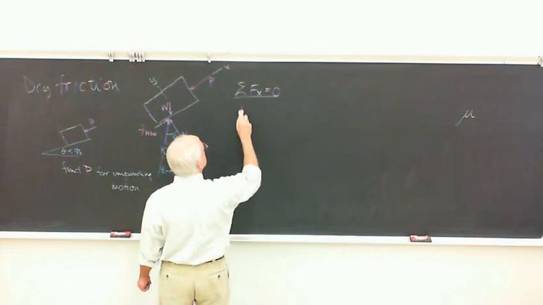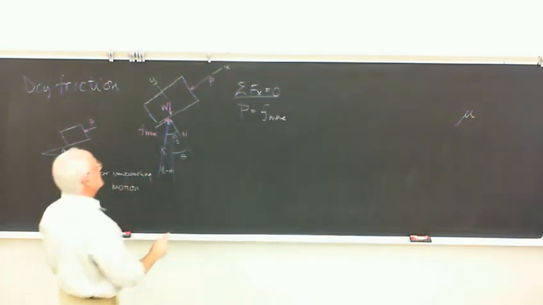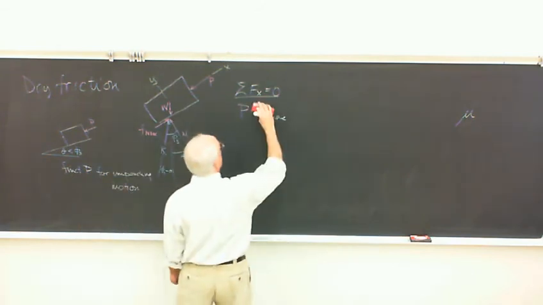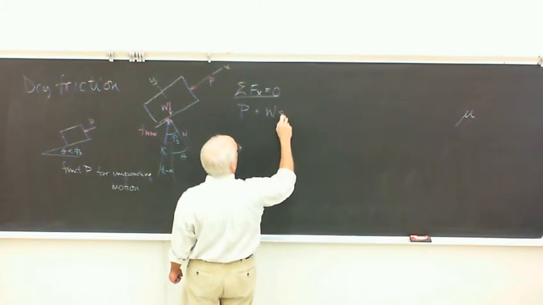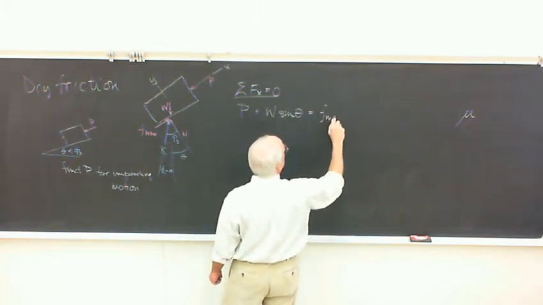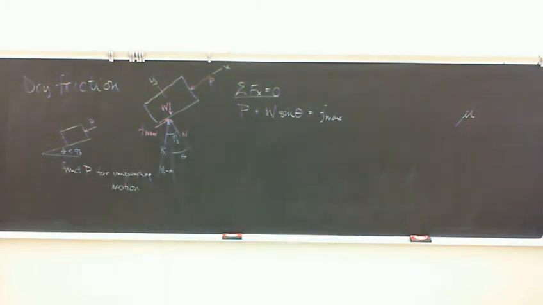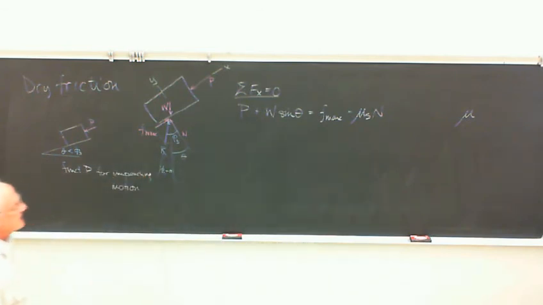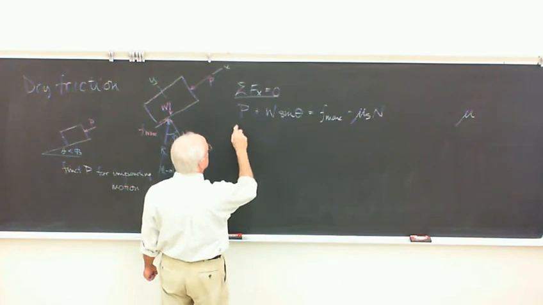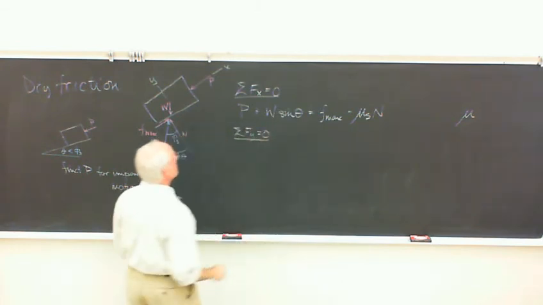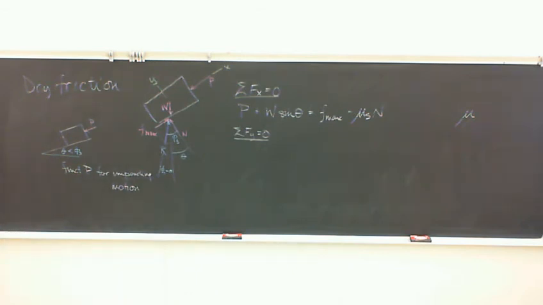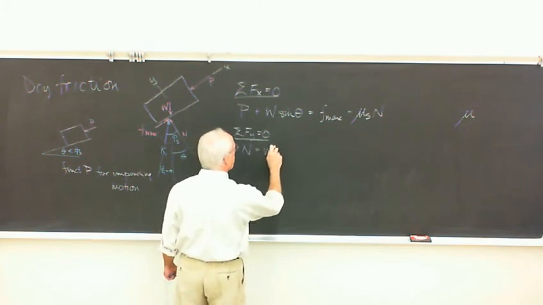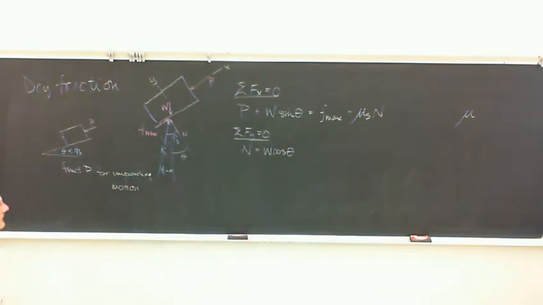All right, some force in the x direction. P equals F max, which equals P plus the weight component equals F max, which equals mu s N. And we don't know what N is. We need the force balance in that direction to find out what N is. N just equals W cosine theta, and so we can then solve for P.